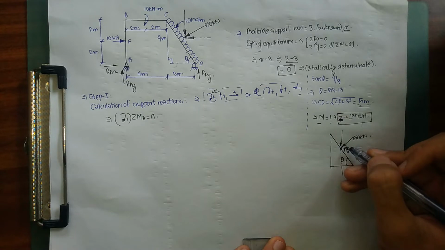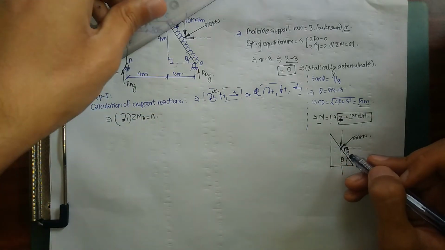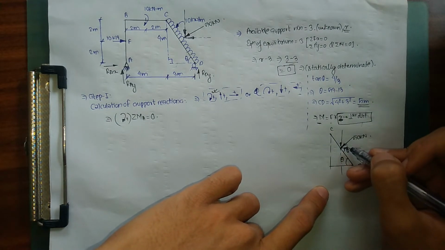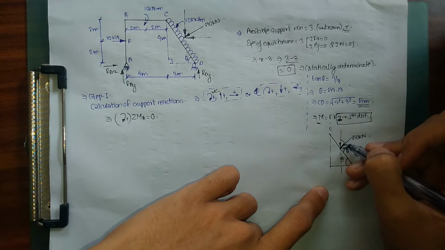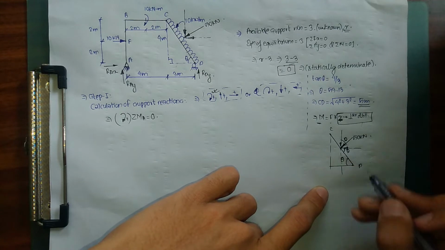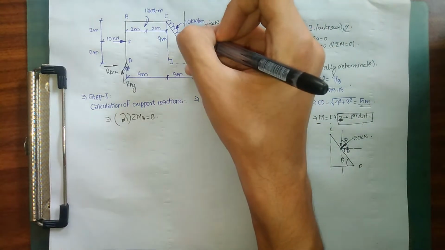If this is going to be theta, this is going to be 90 minus theta, as this 50 kilonewton will be acting perpendicular to member CD. So our member CD, this is going to be 90 minus theta. And if this is 90 minus theta, this is going to be theta. So our angles are going to be alternately theta, 90 minus theta, theta. As you can see here, this angle is going to be our theta.